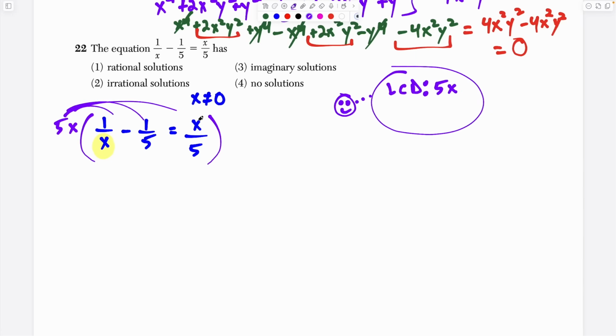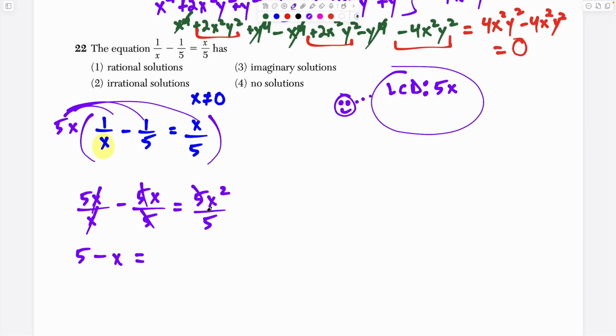When we multiply this all the way across, we're going to have 5x over x minus 5x times 1/5. So 5x times the 1 on top is 5x over 5, and then equals 5x times x on top is 5x squared, and we're dividing that last term by 5. And now we just start canceling stuff. So we have x over x cancels out, giving us 5, minus 5 over 5 cancels, giving us x, equals 5 over 5 cancels here, giving us x squared.